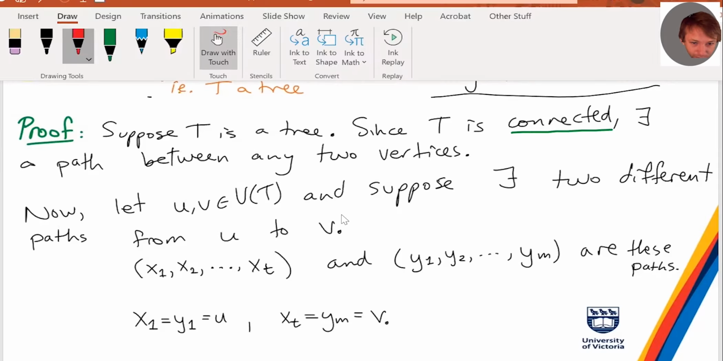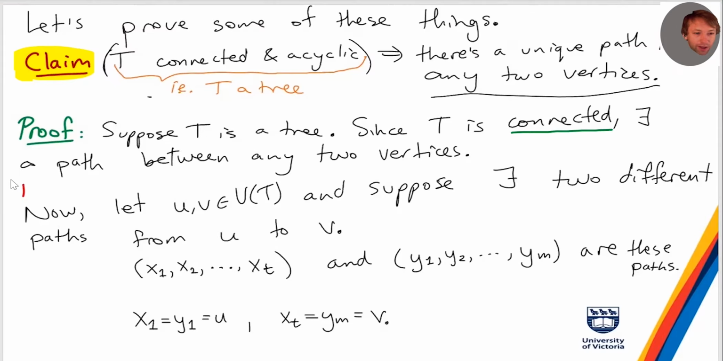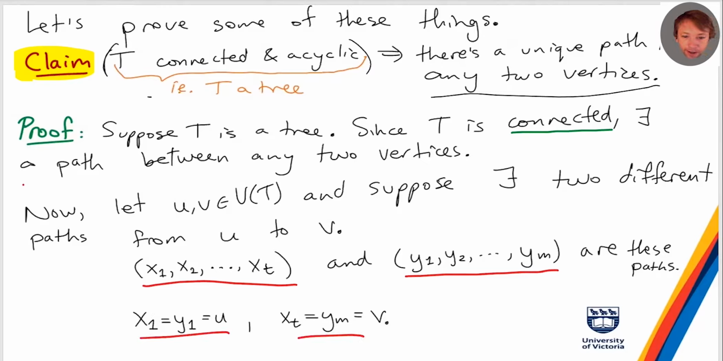We're going to show by contradiction that if I had two different vertices, you couldn't have two different paths that go between them. So we assume that there are two such vertices, u and v, and that there's two different paths that go from u to v. I'm going to call those paths x1 up to xt and y1 up to ym, where the first vertex of both of these paths is u, and the last vertex is v.